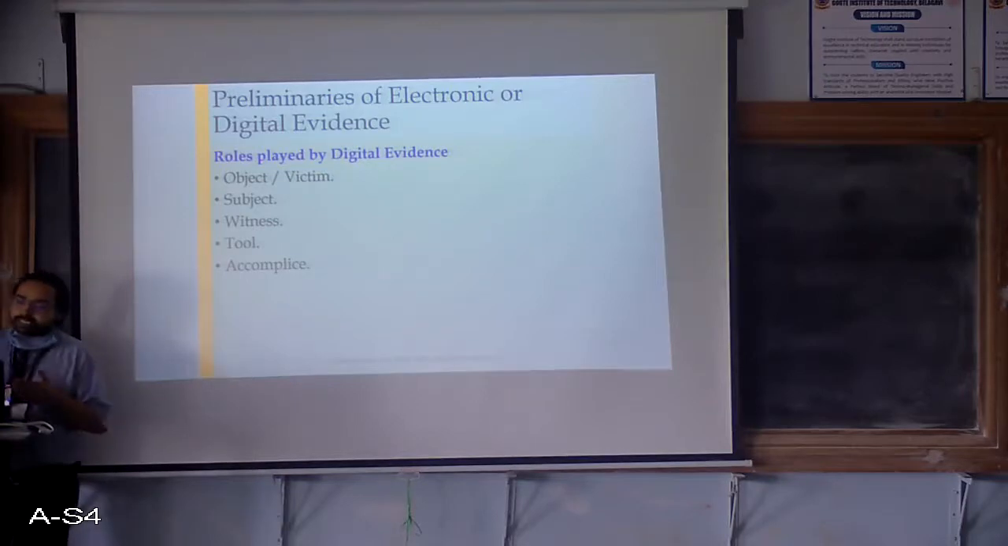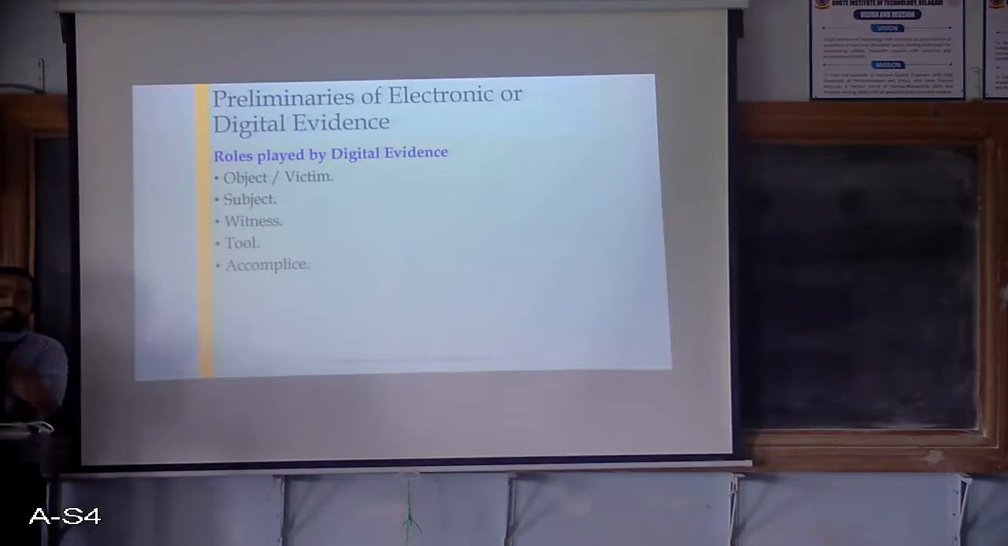Okay. Now, the first one is object or a victim. Object or victim is nothing but when your device has been affected by the crime. Okay. Let's say, for example, somebody has hacked your computer, has hacked your laptop. Then, your laptop is the object or a victim. Okay. Now, it has affected you. The crime has affected you. Okay. So, that means you are going to become a victim. Let's say, for example, a kidnapper has kidnapped you, that means you are a victim.